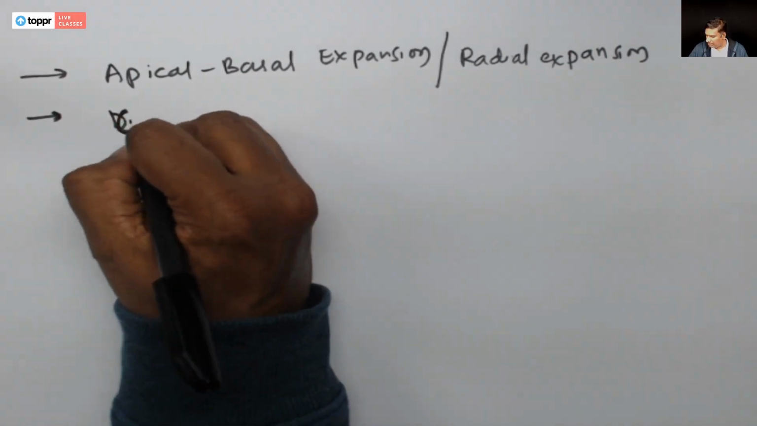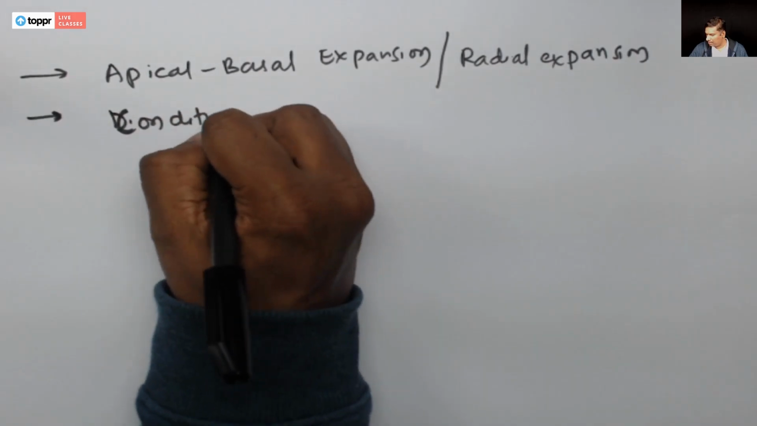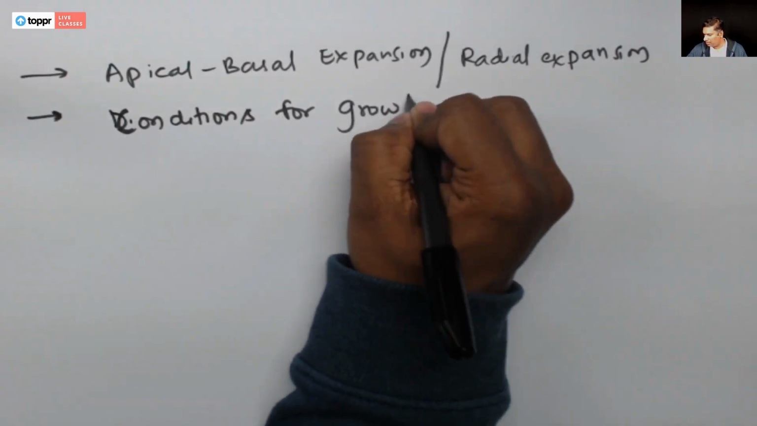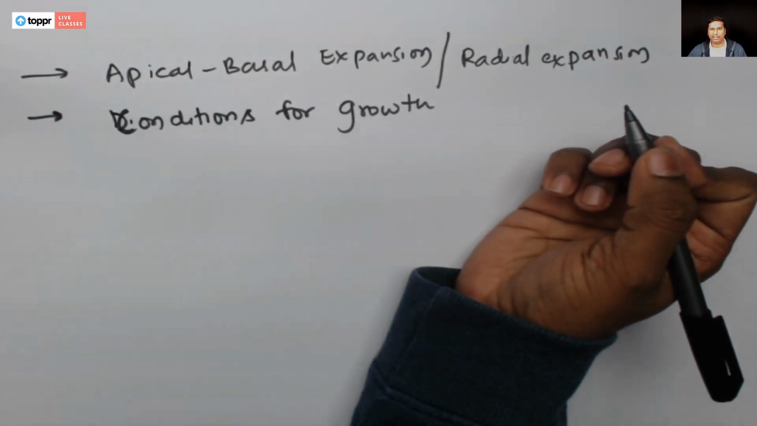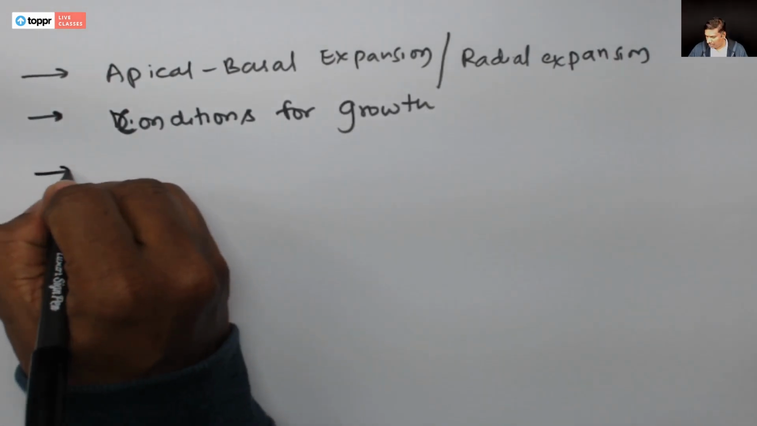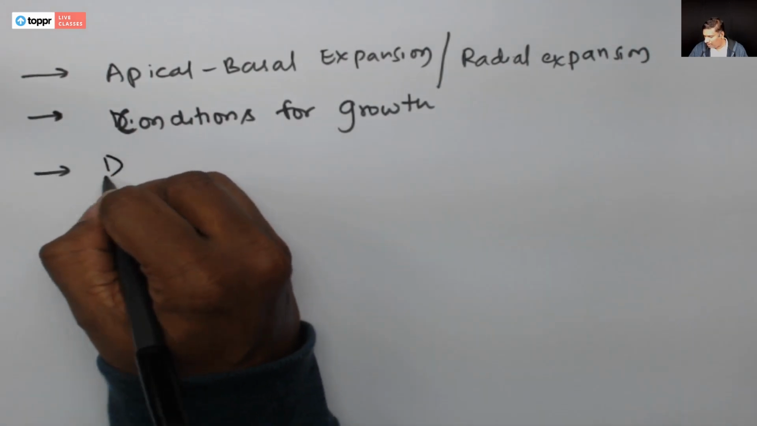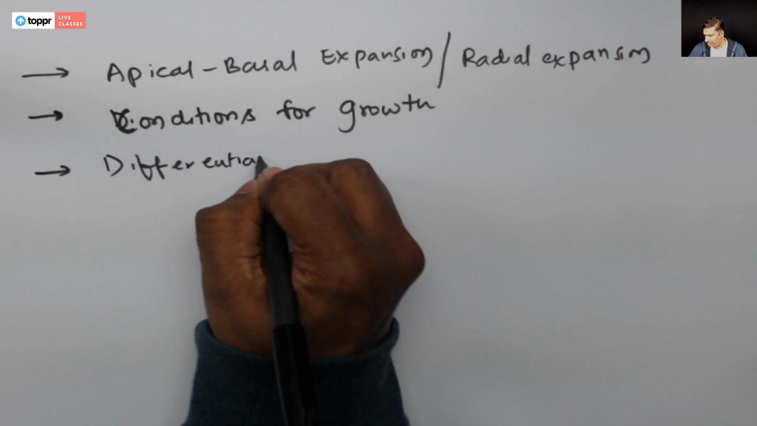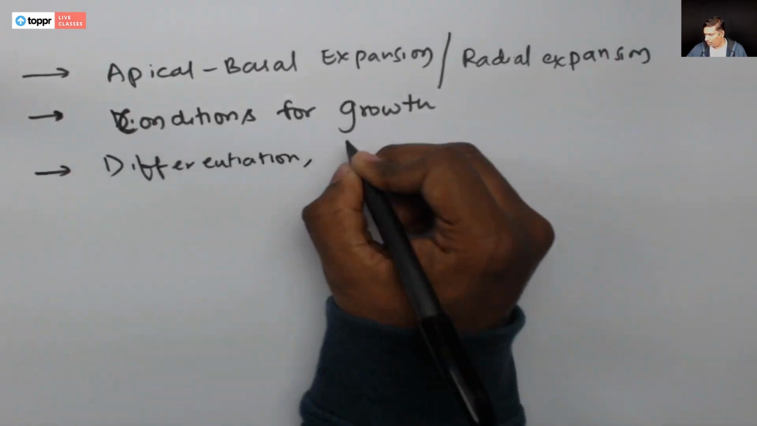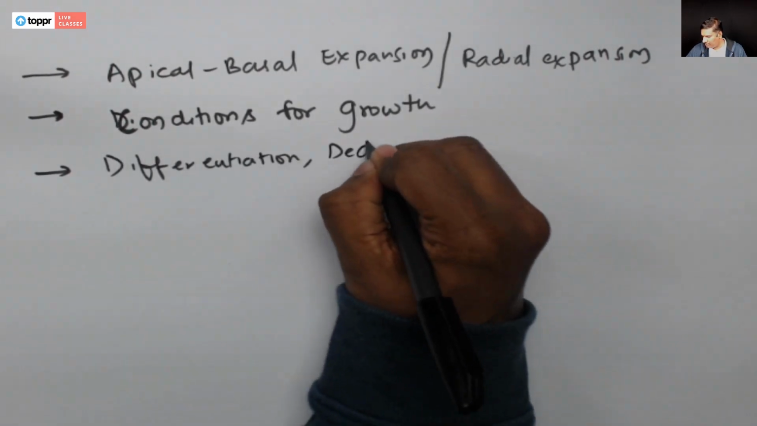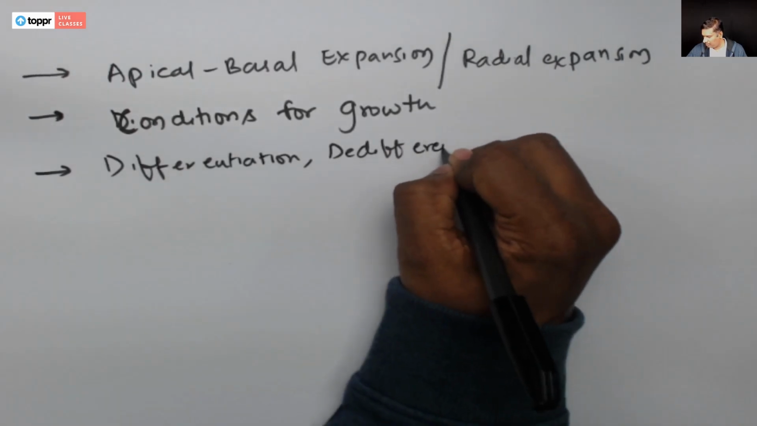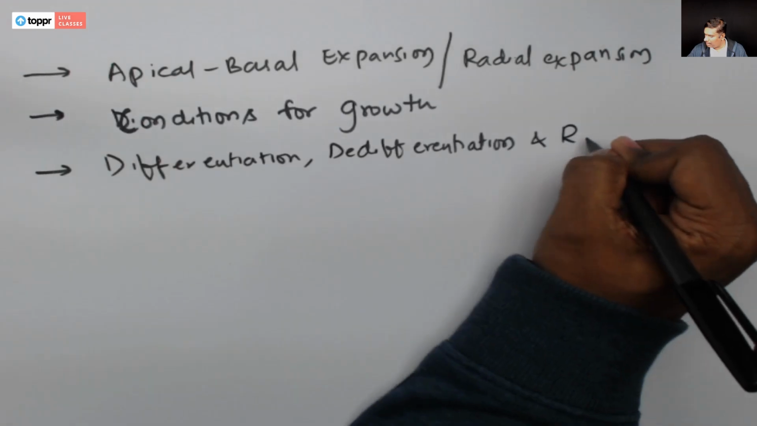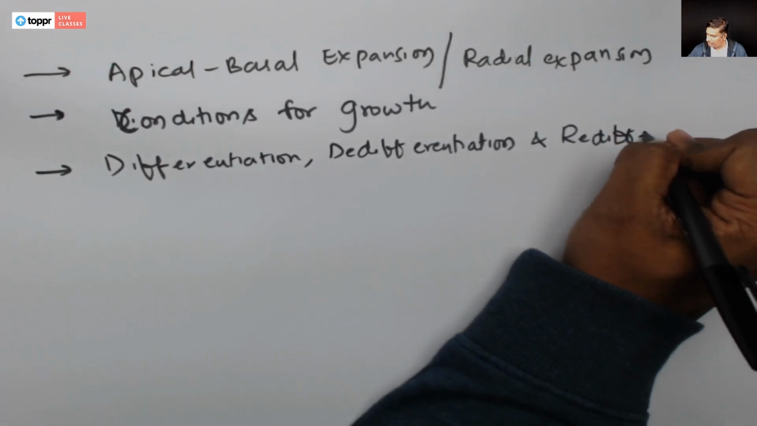the conditions for growth. Okay, the various conditions required for the growth of the plants. Then we'll talk about differentiation. What is differentiation? What is de-differentiation? And re-differentiation.